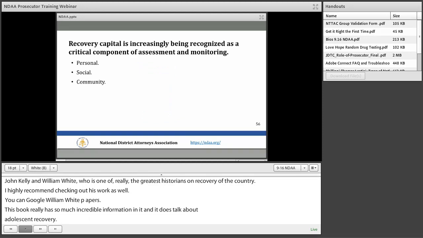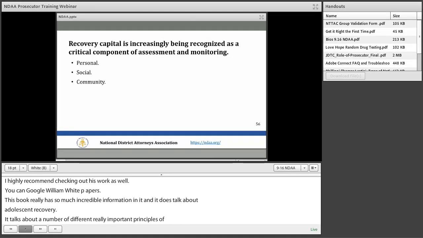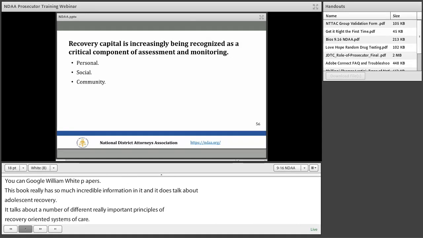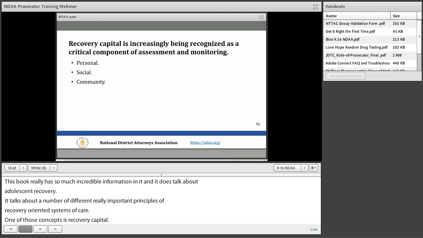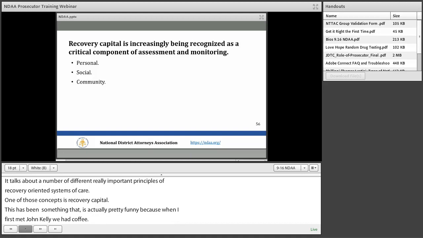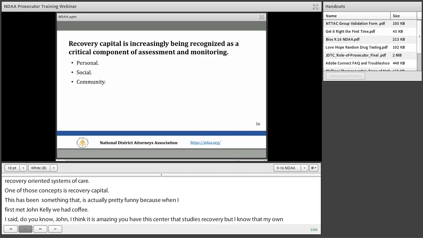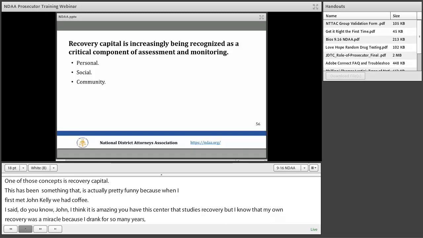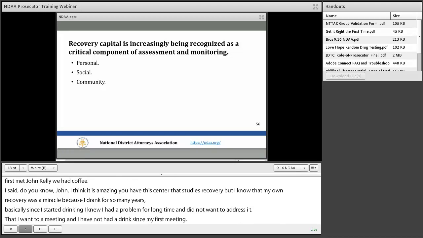One of those concepts is recovery capital. It's actually pretty funny, because when I first met John Kelly, we had coffee, and I said, John, I think it's amazing that you have this center that studies recovery, but I know that my own recovery was a miracle, because I drank for so many years. Basically, since I started drinking, I drank alcoholically, and I knew I had a problem for a long time, but I didn't want to address it. And then I went to a meeting, and I haven't had a drink since my first meeting. That's a miracle. And he was very polite, and he smiled at me, and he said, well, Susan, it may have been a miracle, or you may have very high recovery capital.